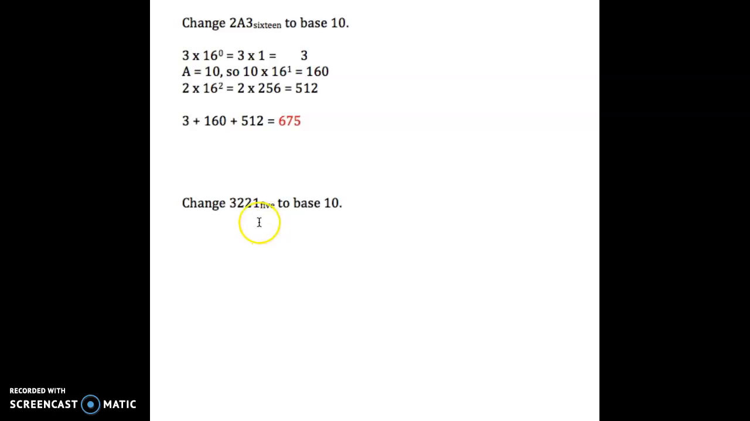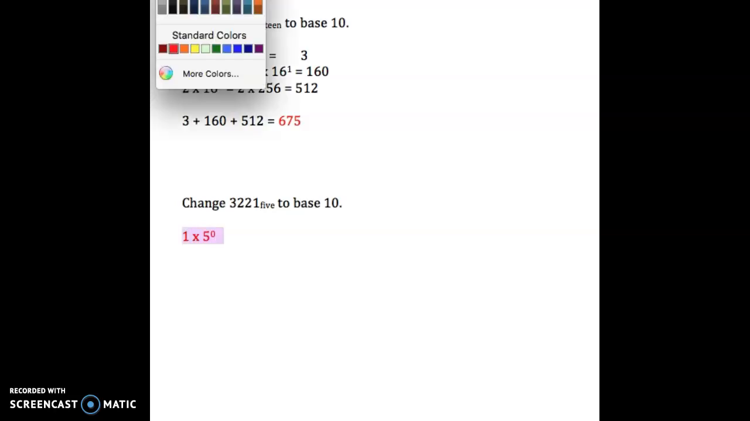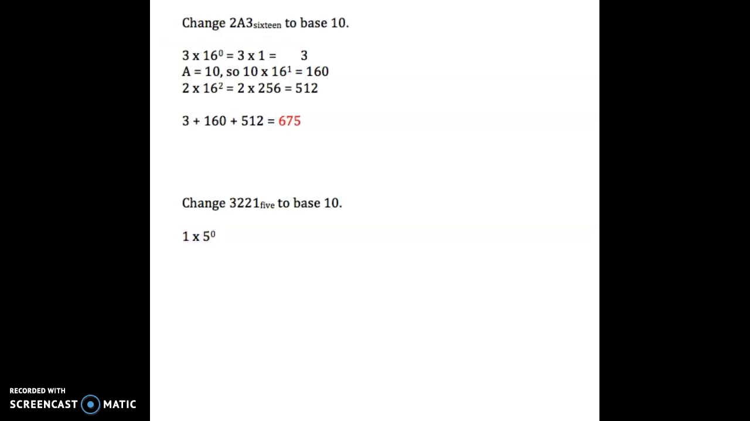Again, I'm going to start in the rightmost column because I know that's always the ones place. This is 1 times 5 to the 0 power, also known as 1 times 1, which is 1. Okay, let's move out one.